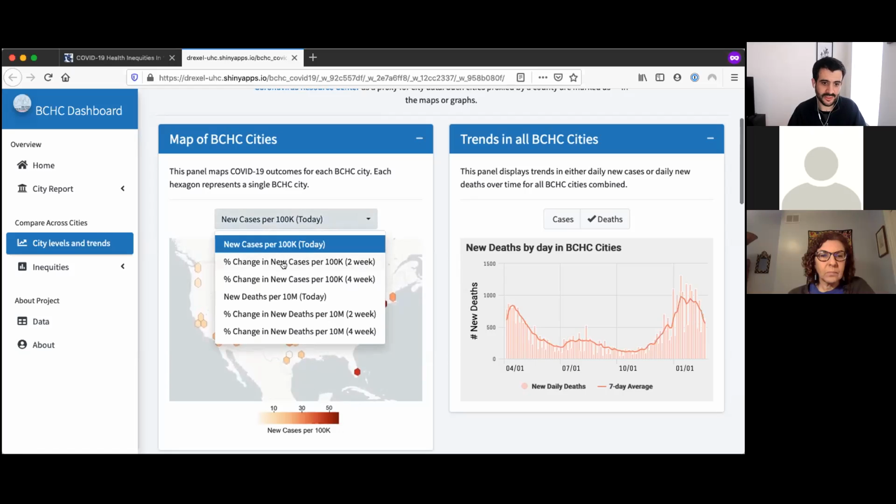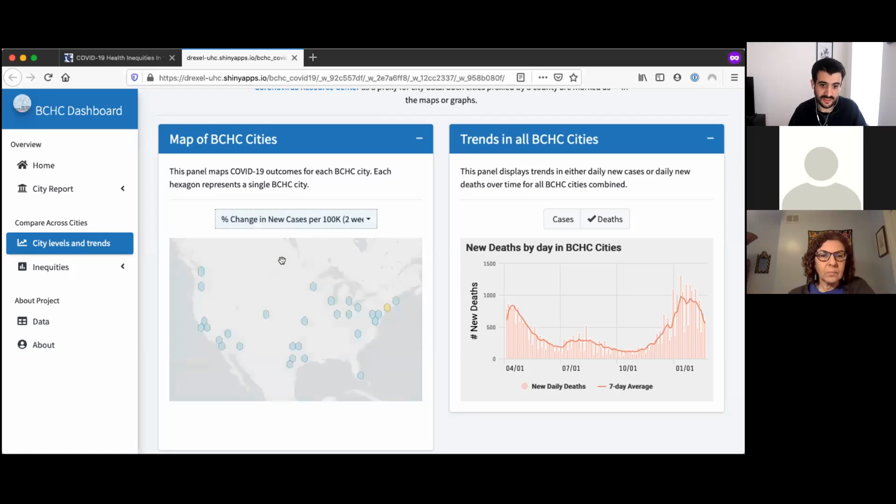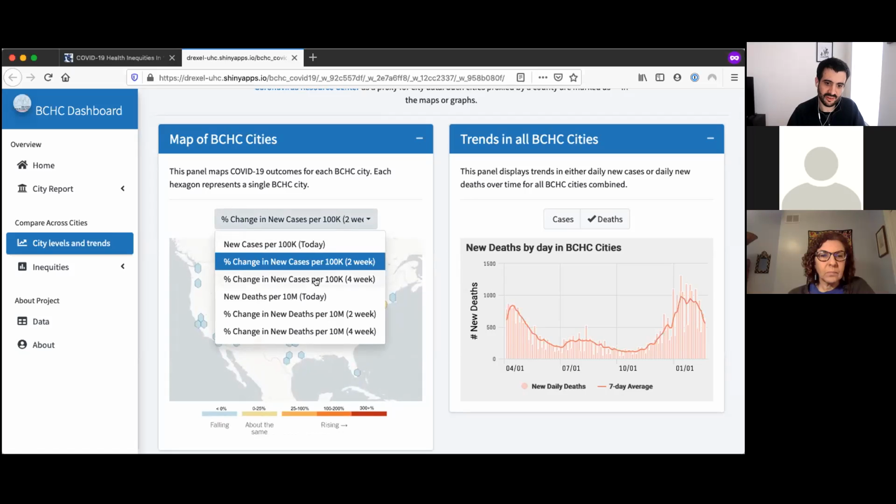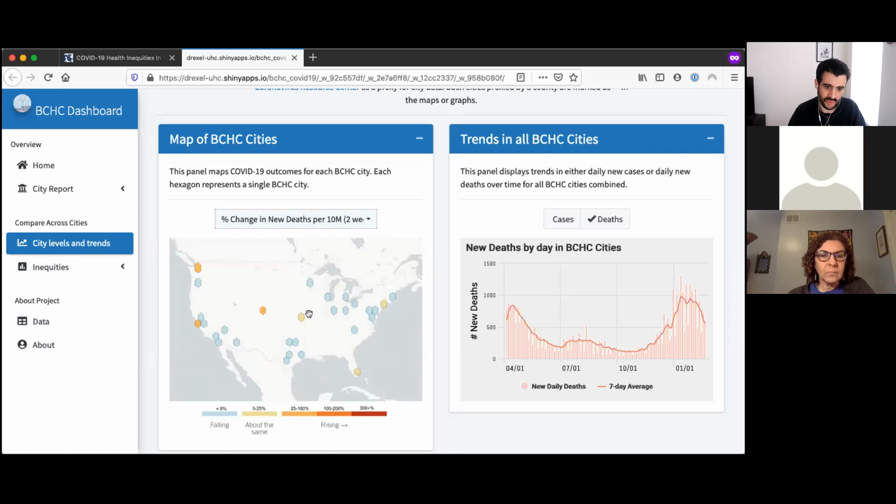Now we can also look at other indicators. For example, here, the percent change in new cases per 100,000, which I have to say, I'm very happy to say that this is the first time I see so many blue in this map, which means that rates are falling in most of the cities, with the exception of New York, where they are roughly stable. Now, if you are interested in a longer time scope, you can do four weeks. And if you are interested in deaths, you can do deaths also, where you can see that the picture is a little bit more heterogeneous because deaths come a little bit delayed with respect to cases.